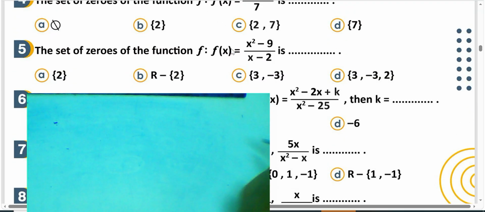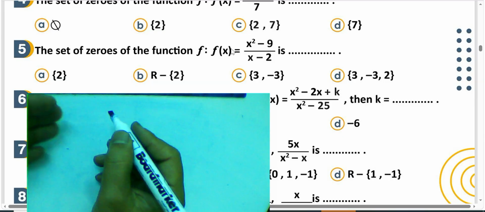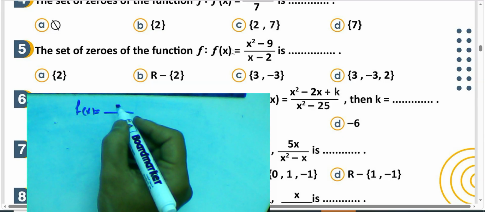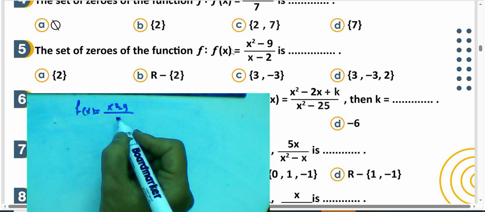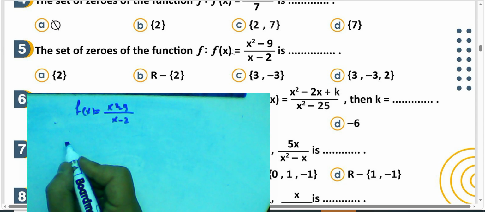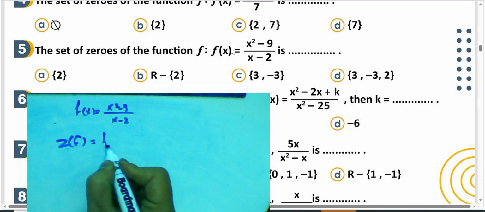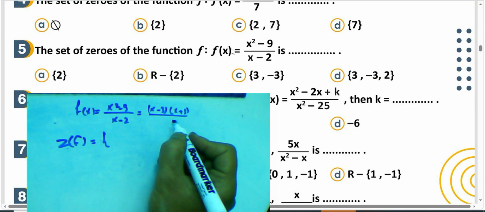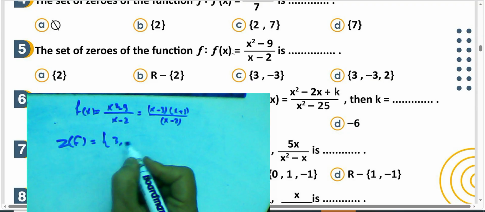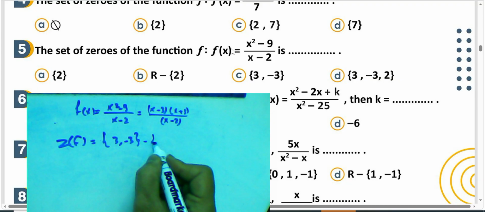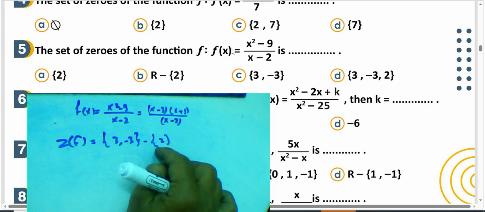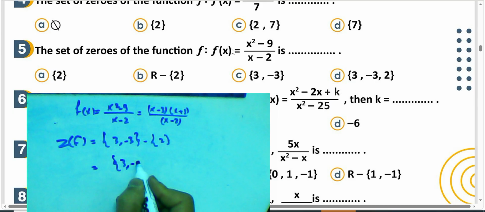Set of zeros of the function here. We can find the zeros of the numerator, subtract the zeros of the denominator. We have f of x equals (x power 2 minus 9) over (x minus 2). The zeros of the function f will be the set of zeros of the numerator. Factorizing, we have (x minus 3) times (x plus 3) over (x minus 2). You can write 3 and negative 3, subtract the zero of the denominator, 2. The zeros of the numerator are 3 and negative 3, and the zero of the denominator is 2, which is not among them. Then the set of zeros would be 3 and negative 3. Choose letter C.